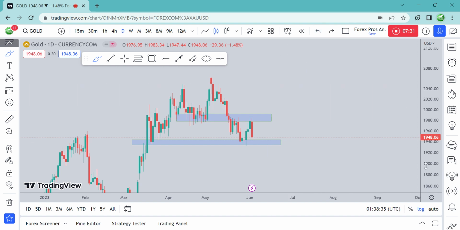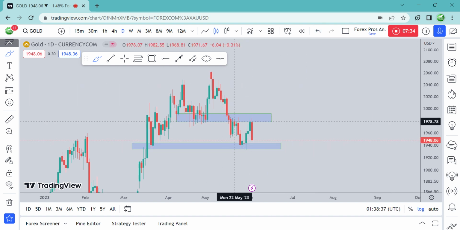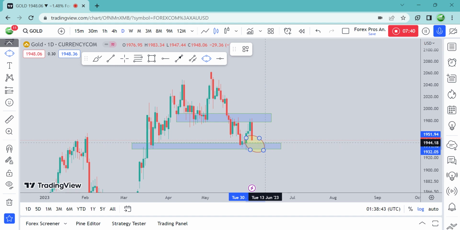So now, on the daily time frame, what we can see is that the market is currently stuck in between this zone. So what we'll do, we'll study the market on the 4-hour time frame.